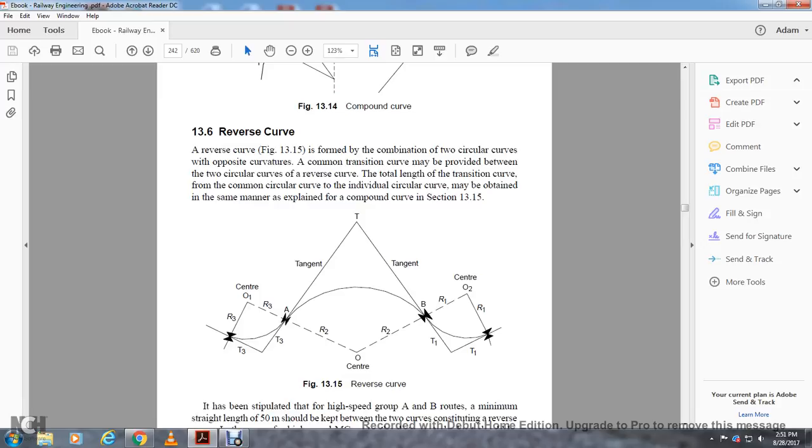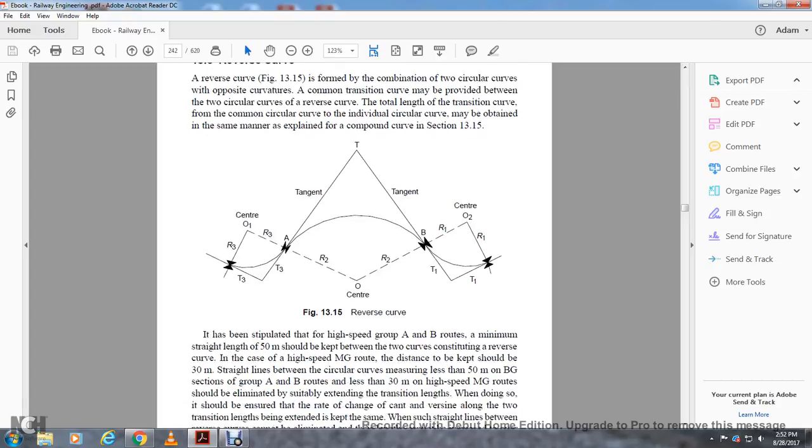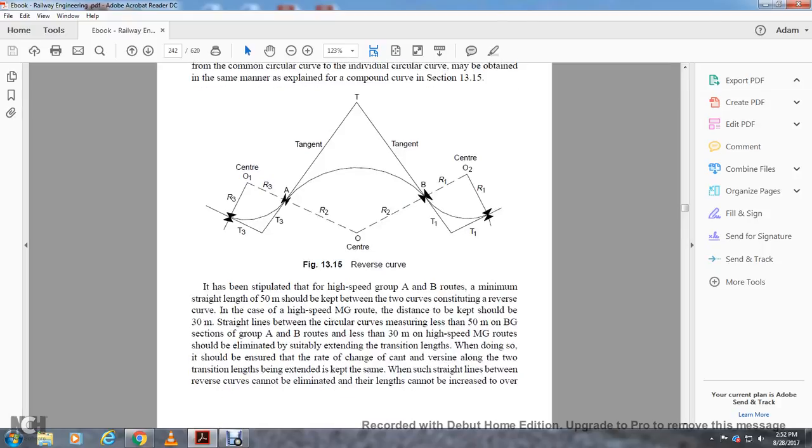This shows the centers O1, O, and O2, the tangent between A and B, radius 1 and radius 2, and the radii from tangent 1, B, center O2, from tangent 1 to tangent 1, center O1, radius 1, radius 3, tangent 2 and T3. That is a reverse curve.